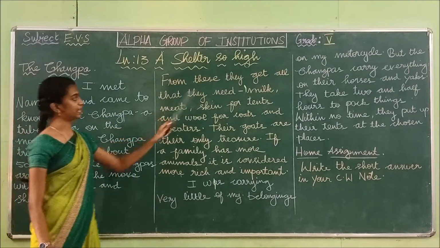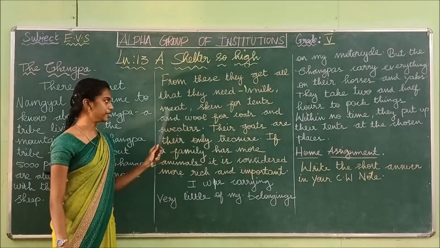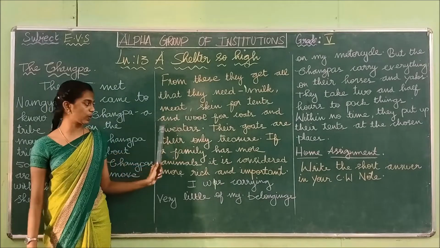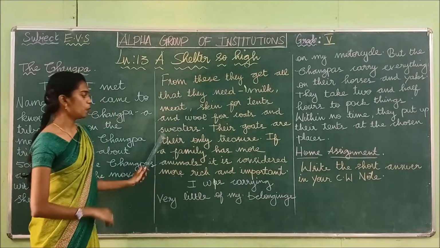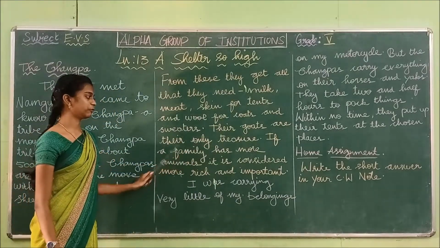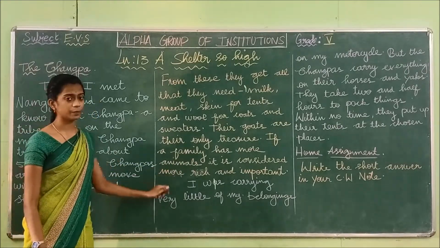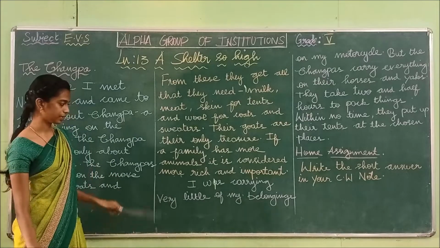So from these, they get all that they need: milk, meat, skin for tents, and wool for coats and sweaters. Their goats are their only treasure. If a family has more animals, it is considered more rich and important.